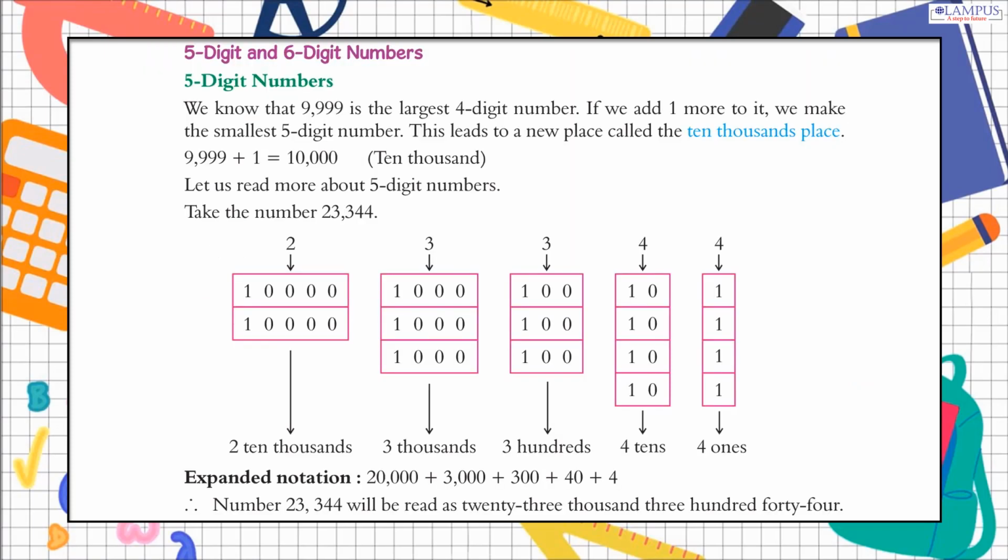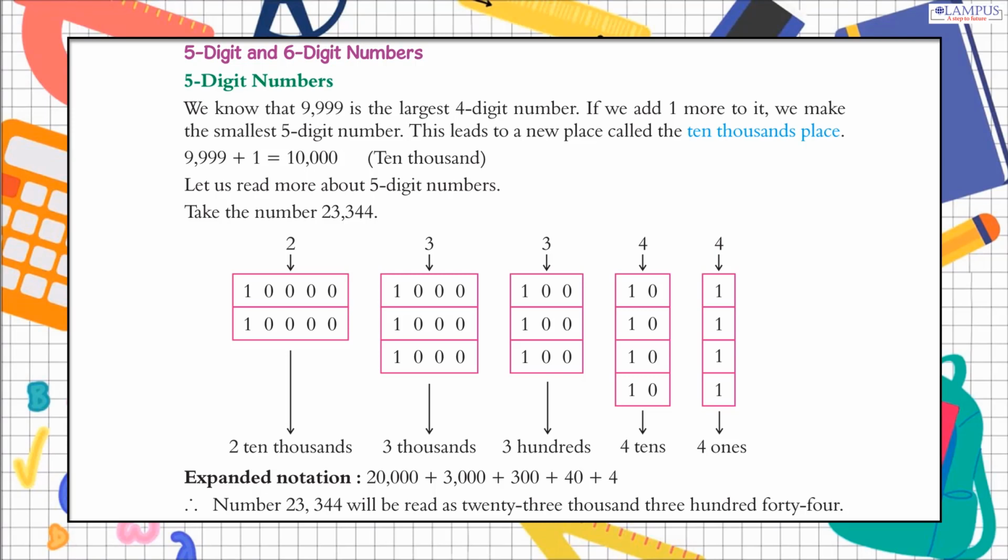8264. 5-digit and 6-digit numbers. 5-digit numbers. We know that 9999 is the largest 4-digit number. If we add one more to it, we make the smallest 5-digit number. This leads to a new place called the 10,000s place. 9999 plus 1 equals 10,000.